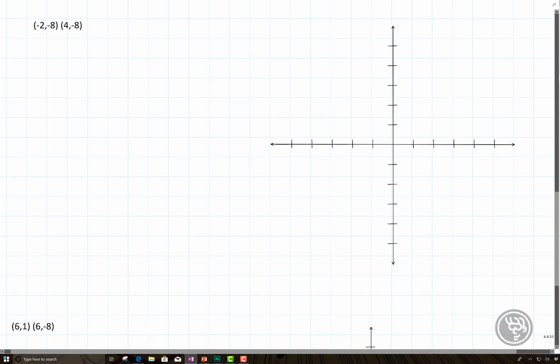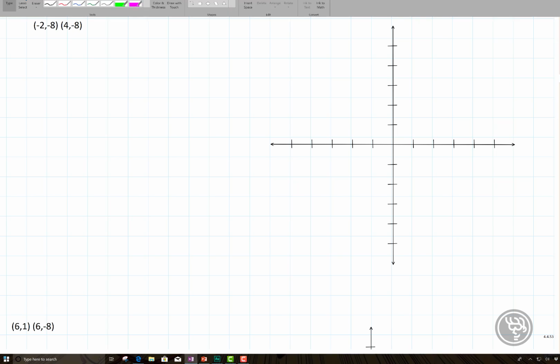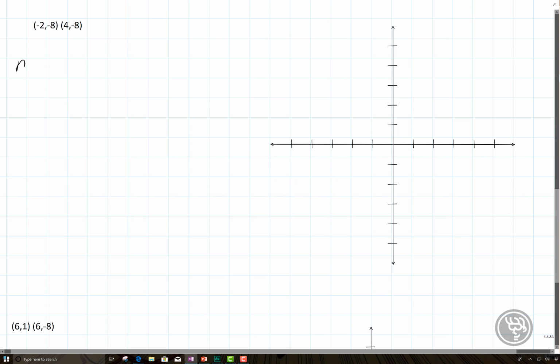All right, so here we have a case where your y's are the same. Let's see what happens when we have the y's the same. So let's go back to black. We have m is equal to y1 over x1 minus y2 over x2. So let's plug in the points.